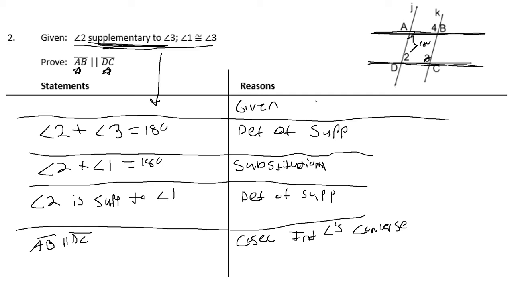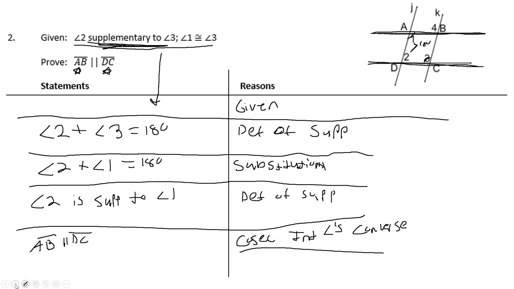So again, the goal here is to take your given, get one of the angle relations, either corresponding, alternate interior, or consecutive. I guess there's five: consecutive interior, consecutive exterior. But get one of those relations and then show that, hey, this happens, therefore the lines have to be parallel. In this case, the relation I got was consecutive interior, and therefore I was able to show that the lines are parallel because of that.